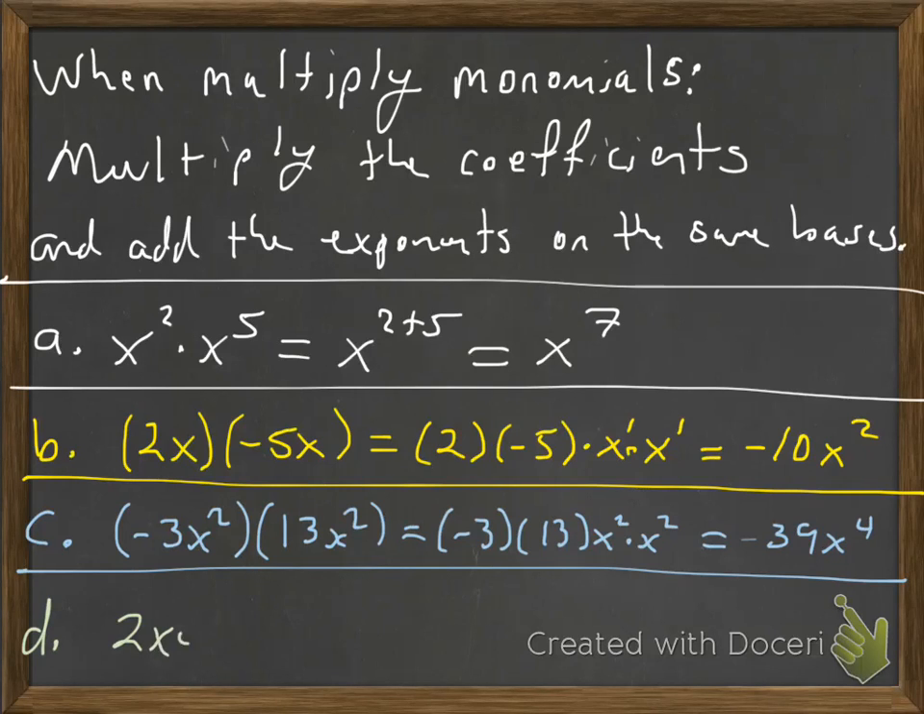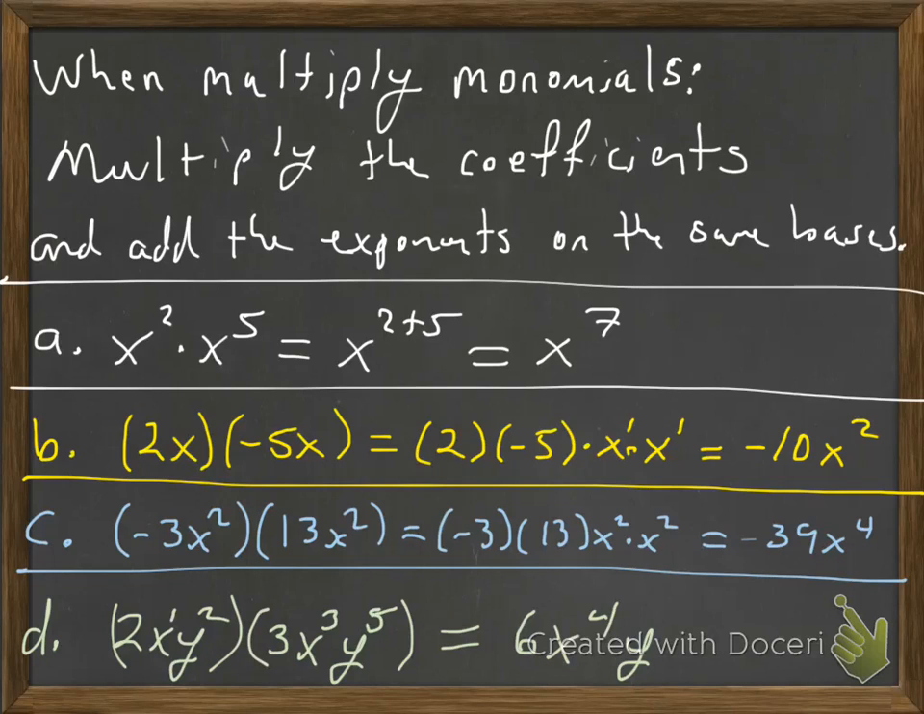Alright, we'll look at one more, and we'll throw in 2 variables. We have 2xy squared times 3x cubed y to the 5th. We're going to multiply the coefficients, 2 times 3, and we get 6. Then we focus on x. We have x and x cubed. Remember, the x has a first power, so we have first power and third power. We add the 1 and the 3, and we get 4. And then we have y squared times y to the 5th, so we add the 2 and the 5 to make a 7.